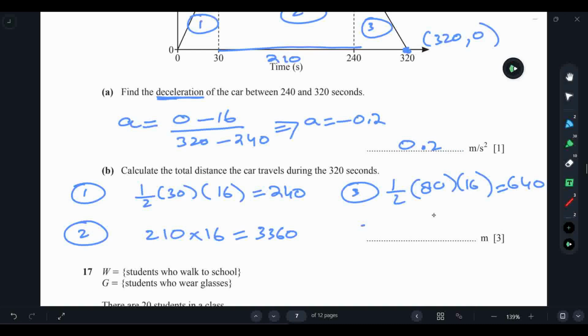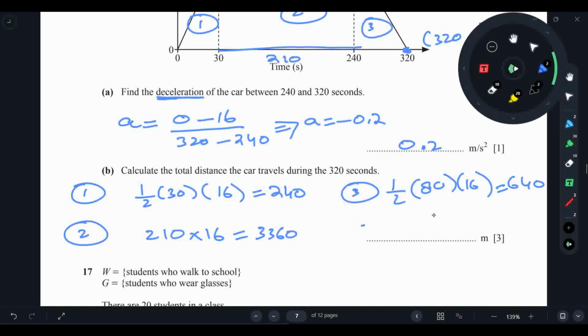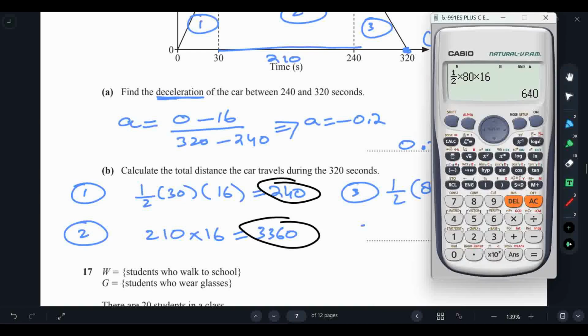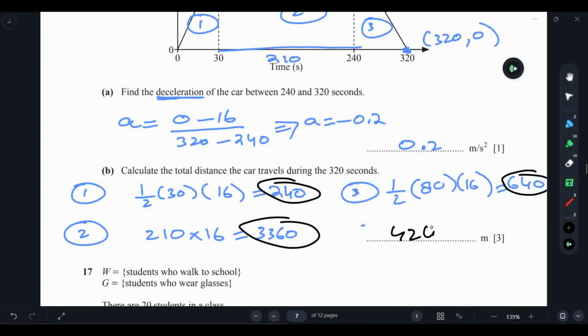Now they said find the total distance. So total distance means we need to add these three. So 640 plus 240 plus 3360. This will be equals to 4240. This will be the final answer.